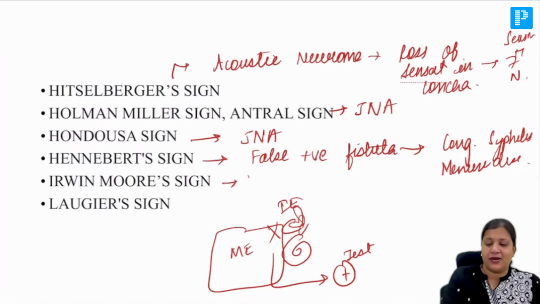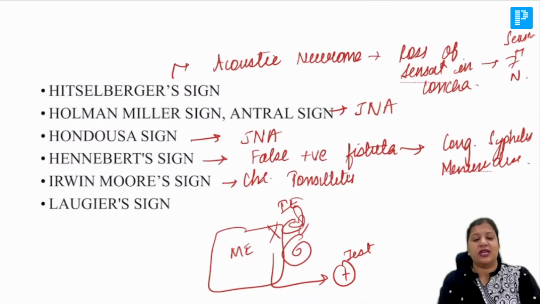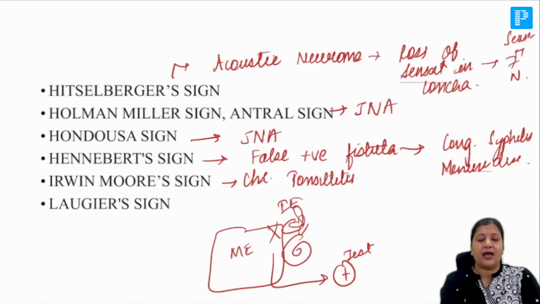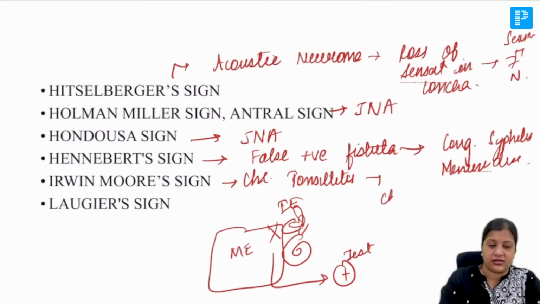Irwin-Moore sign is seen in patients with chronic tonsillitis. What do you see in chronic tonsillitis? You will see that because of chronic infection of the tonsil, whenever you apply pressure on the crypt of the tonsil, there will be oozing of pus. That sign we call Irwin-Moore sign, which is seen in chronic tonsillitis, specifically in the chronic fibroid type of tonsillitis. So where do we see this? Chronic fibroid type of tonsillitis.